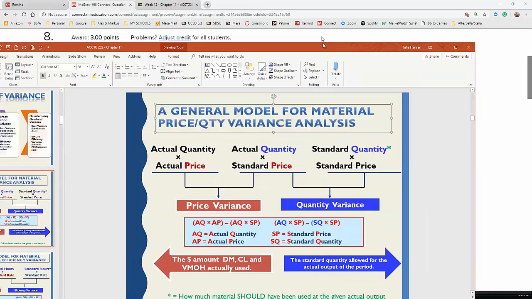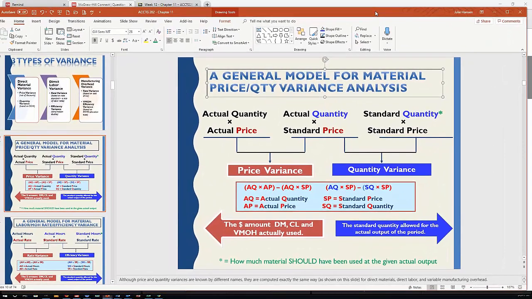Now, remember from the other explanation, in case you happen to read that, this is the standard model. So we take the AQ times the AP, we subtract that from the AQ times the SP, and we come up with a price variance. In other words, I'm going to take the actual quantity that I used and say, how much did I really pay for it and how much should I have paid for it? Boom, there's my price variance.